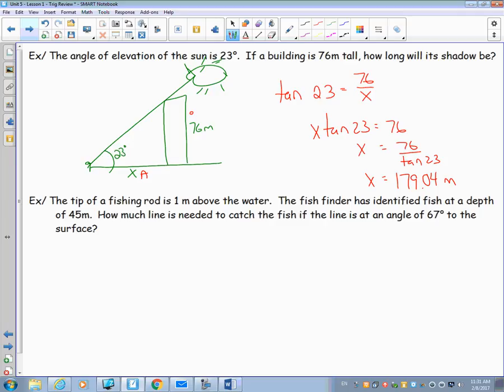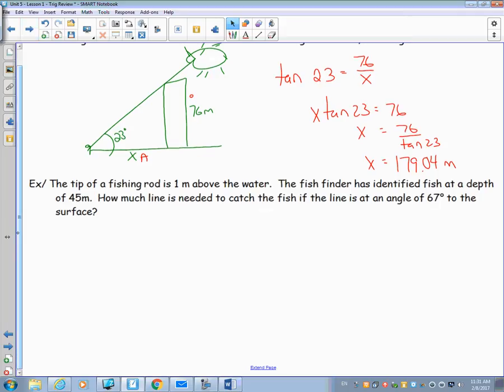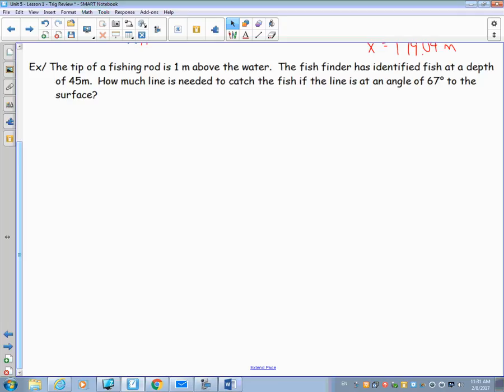Okay, I got the basic one. Try a slightly more complicated one. The tip of a fishing rod is 1 meter above the water. The fish finder has identified fish at a depth of 45 meters. How much line is needed to catch the fish if the line's at an angle of 67 to the surface?